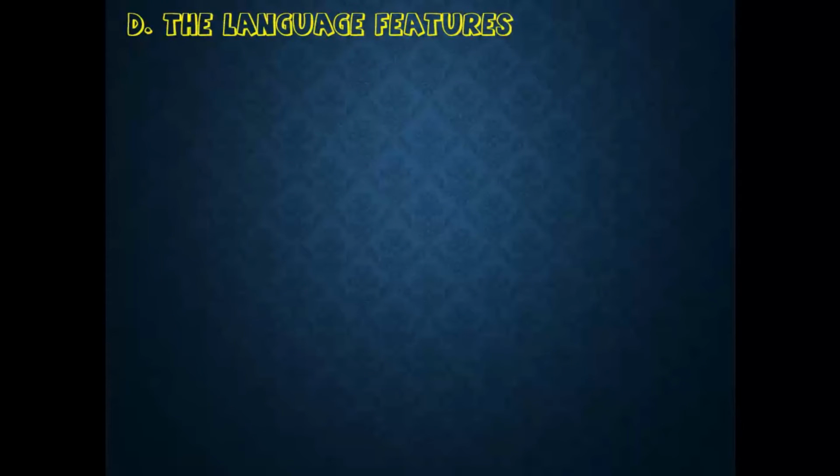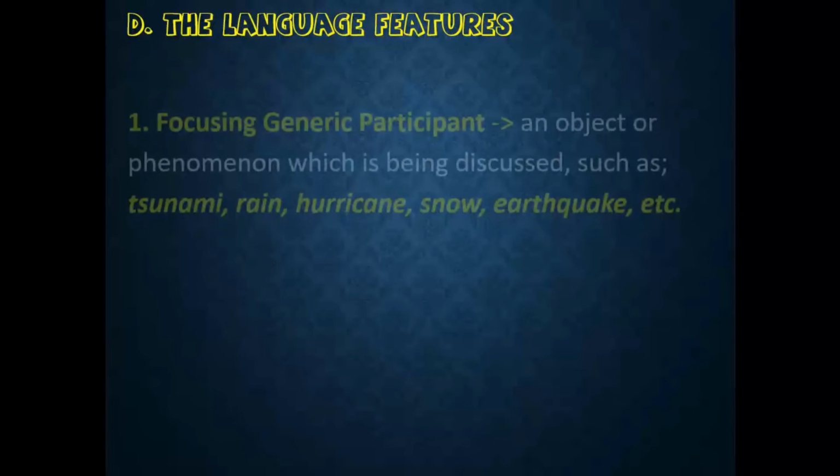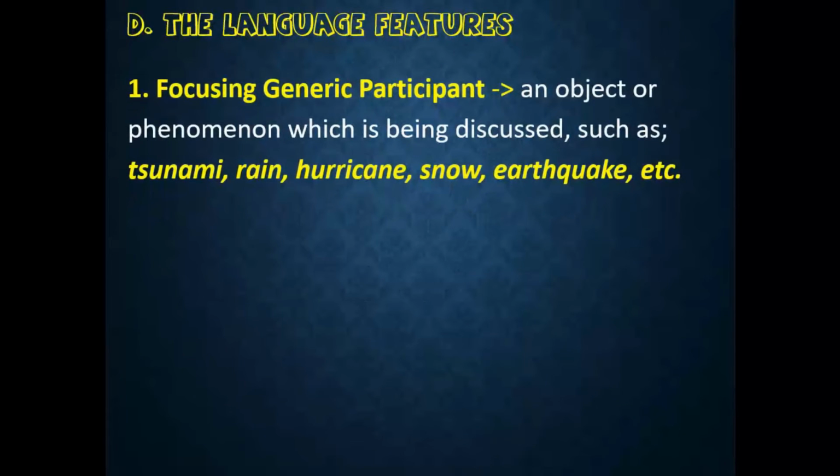And the language features, what are they in the explanation text? It is focusing on generic participant. It means an object, yeah, or phenomena which is being discussed. In this case, in the text I showed you before, it's about the tsunami itself, and many other texts in explanation text are about rain, hurricane, snow, earthquake, and many others.